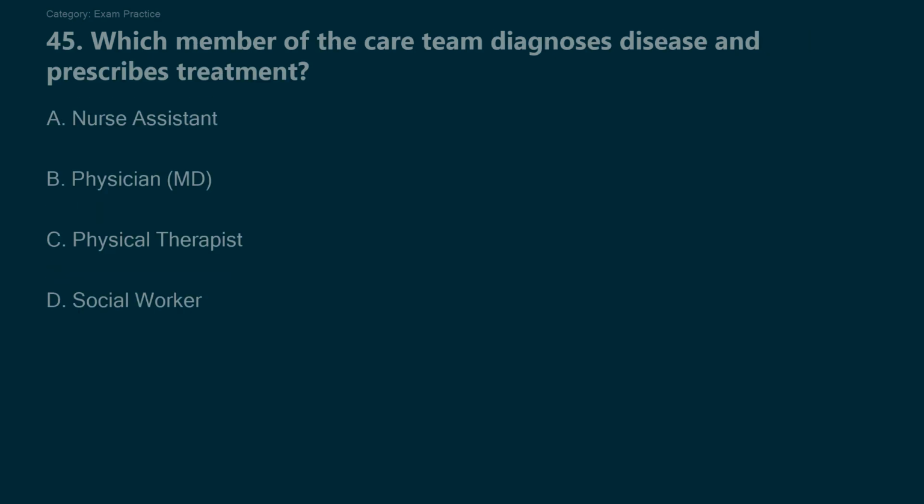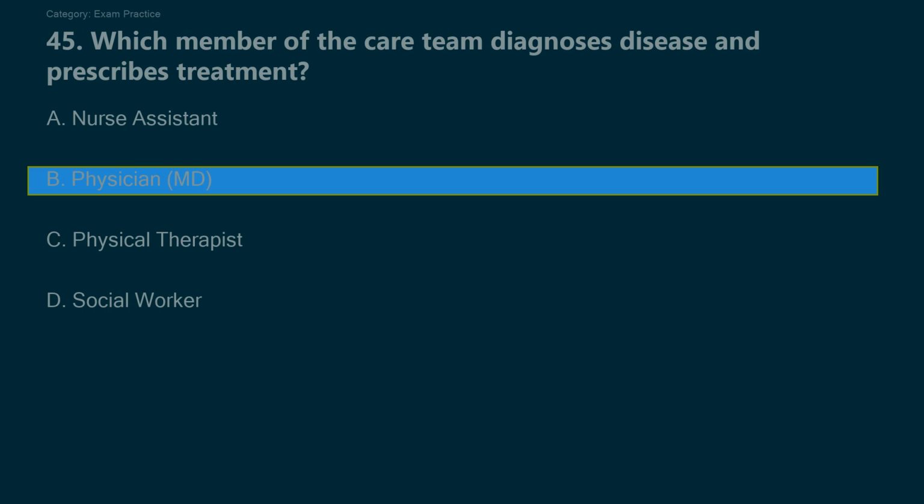Question 45. Which member of the care team diagnoses disease and prescribes treatment? Option A, nurse assistant. Option B, physician, MD. Option C, physical therapist. Option D, social worker. The correct answer is option B, physician, MD.